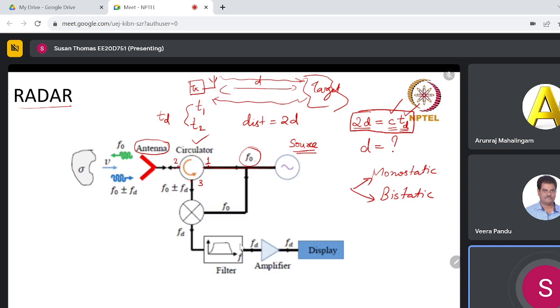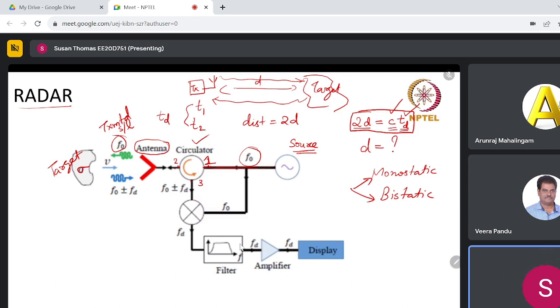So what happens? The input frequency at 1 will be transmitted to 2, and this 2 will be sent to the antenna. The antenna will be sending it to free space. In free space, it is F0, which is your transmitted signal. And this is the target, wherein you have indicated a radar cross-section sigma.